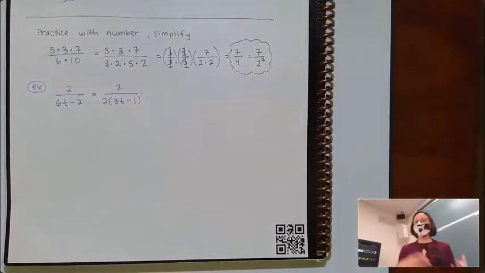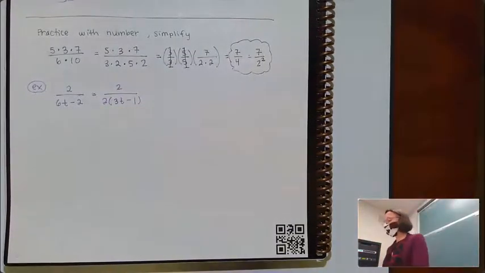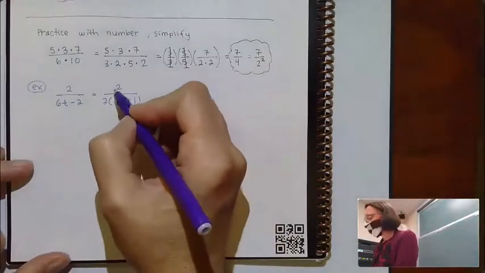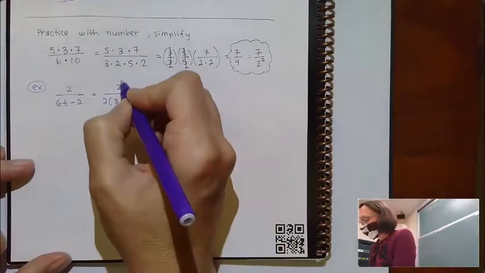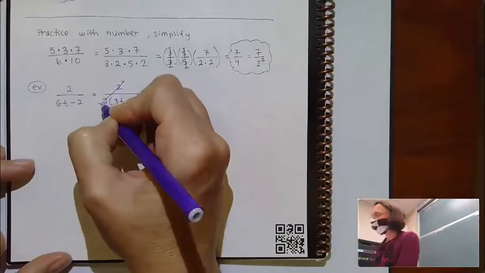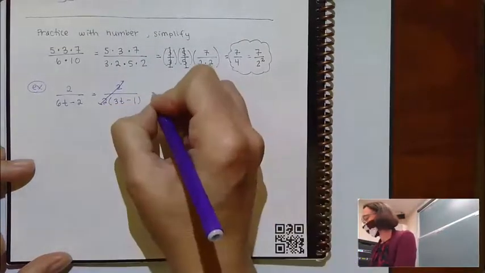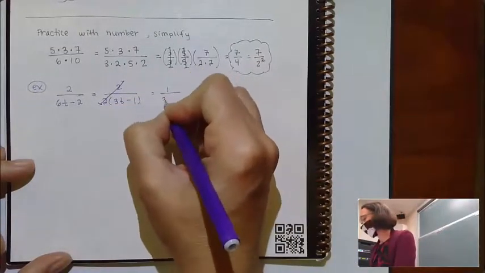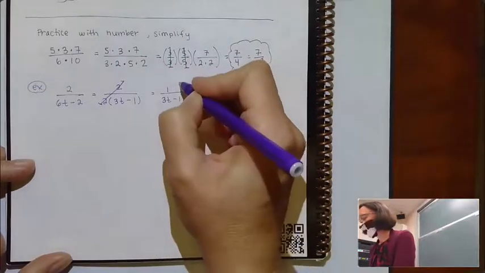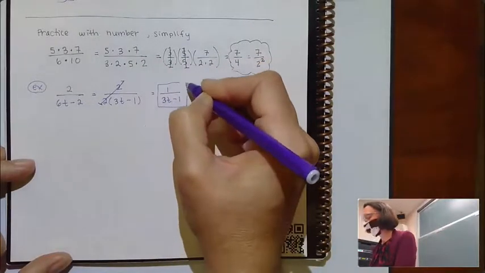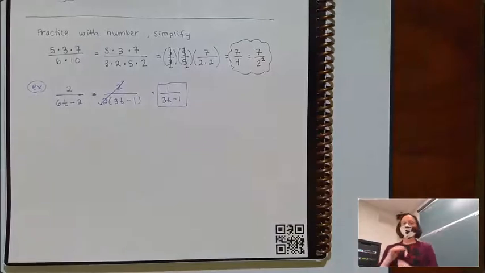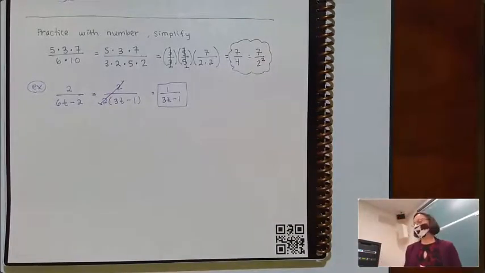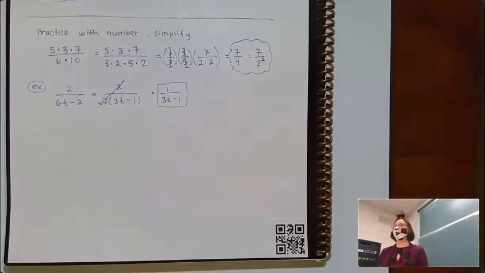Now that I've got that 2 out as multiplication, this 2 over 2 is a 1, and I'm looking at 1 over 3t minus 1. And that's my final answer. Can't go cancel those 1's out. I've got subtraction down there. The only reason that it works, that's why I don't even like the phrase canceling.